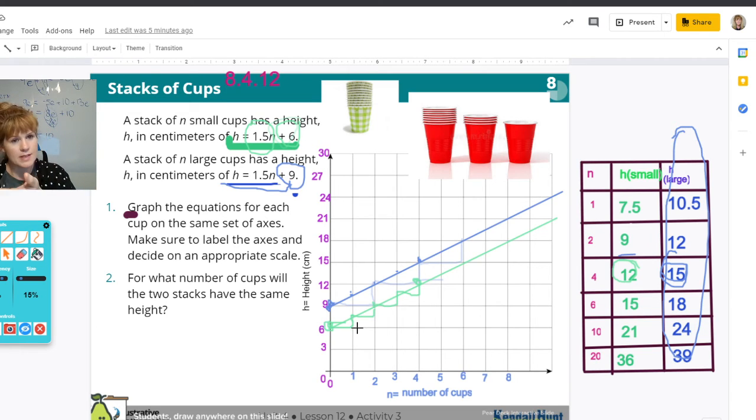But I showed you the data table here to prove it to you how these equations work and to prove that I have the correct slope. Now let's answer number 2. Question number 2 says, for what number of cups will the 2 stacks have the same height?